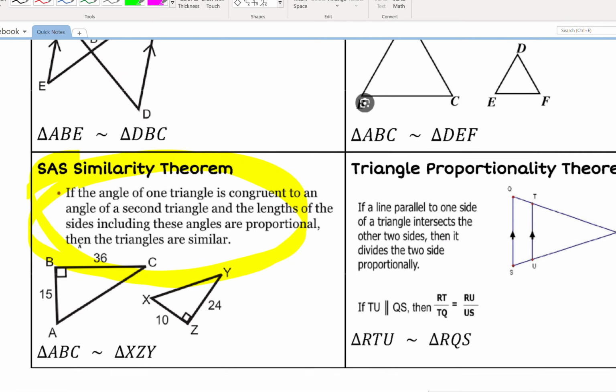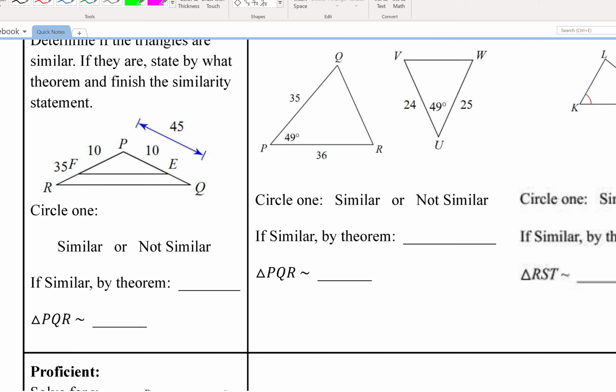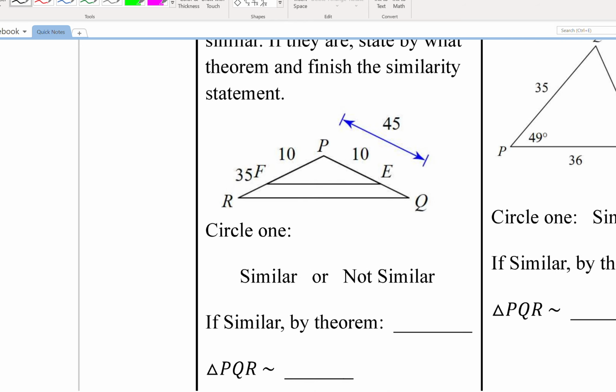It says if an angle of one triangle is congruent to an angle of the second triangle, and the lengths of the sides including these angles are proportional, then the triangles are similar. They've given an example here, but I'm going to go through the one on the other side. If I separate this out, on the one hand I've got triangle PRQ, and then the smaller triangle, which is PFE.